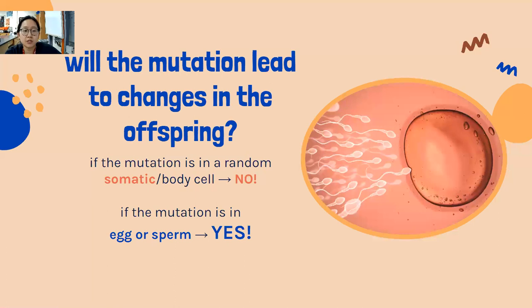So will the mutation lead to changes in the offspring? Well, if the mutation is in your body cell or your somatic cell, then no, it's just in you. But if the mutation happens in an egg cell or a sperm cell, then yeah, that will affect the next generation.